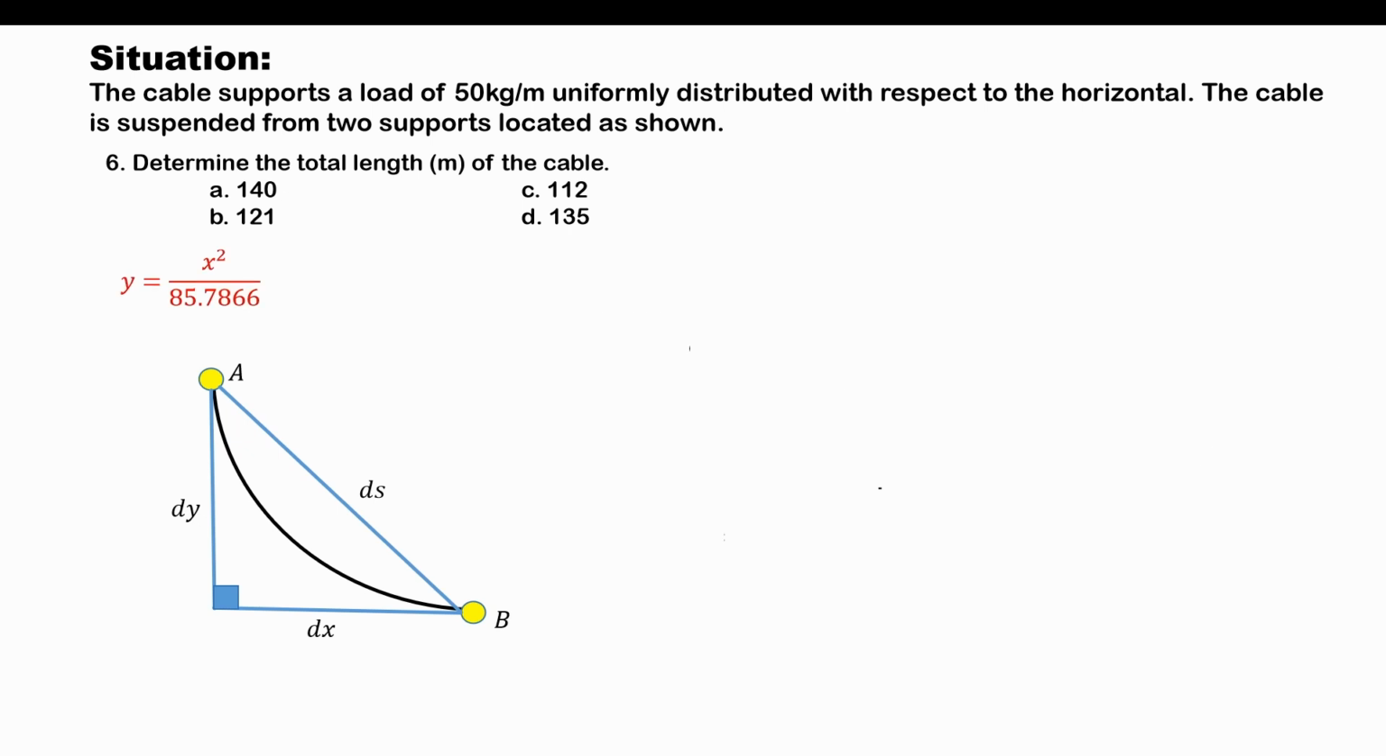So basically, what we are just going to do here is to derive an equation of ds in terms of dy and dx. Since we have here a right triangle, we will just use the Pythagorean theorem. So ds would be equal to the square root of the sum of the squares of the two legs. Hence, we have here the square root of dx squared plus dy squared. So basically, we will just do some algebraic manipulation here to simplify this equation.